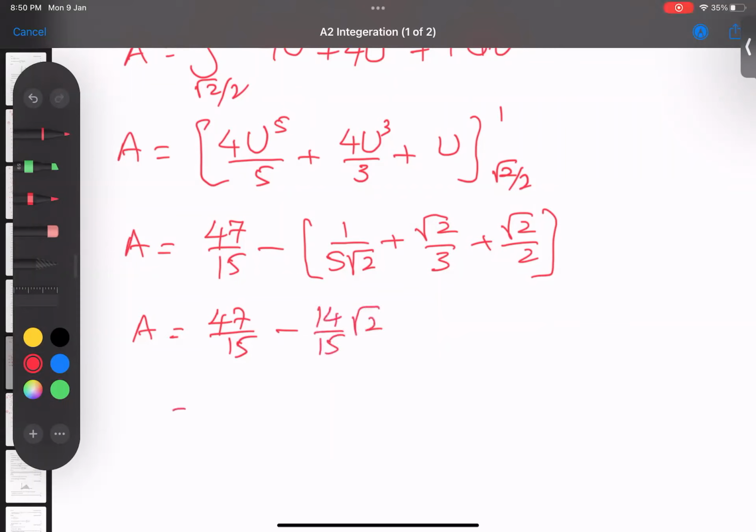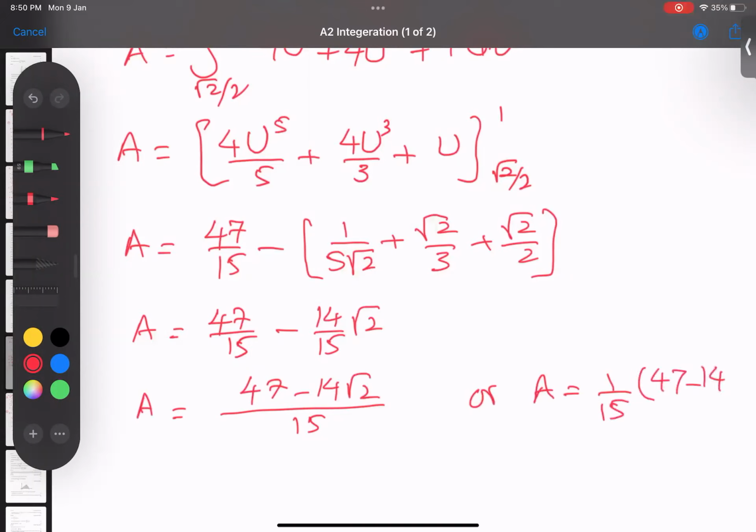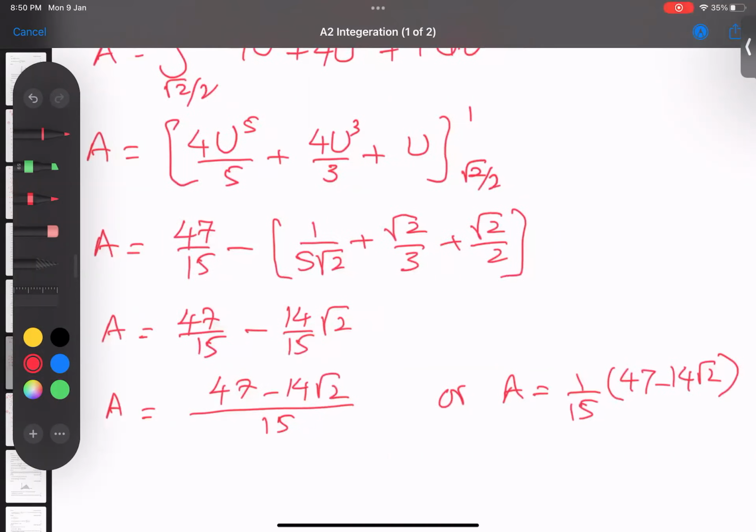After this, you can see 15 matches, take the LCM. So 47 minus 14 root 2 is our exact answer. Or you can write 1 over 15 outside, 47 minus 14 root 2 is our final answer. I have done it. The area part is over. Let's go for the next part.